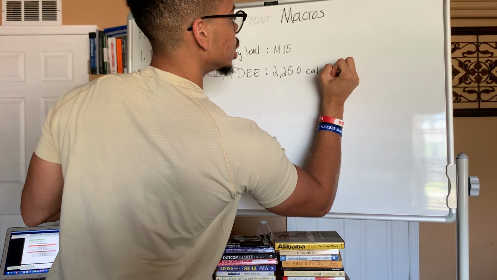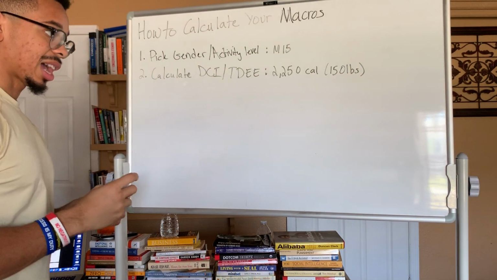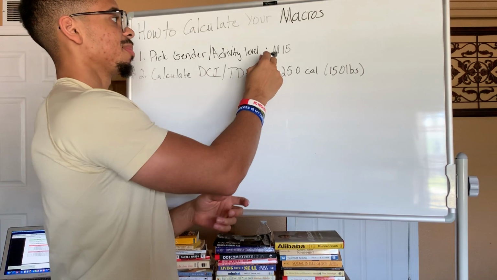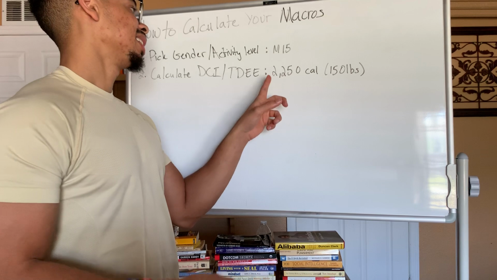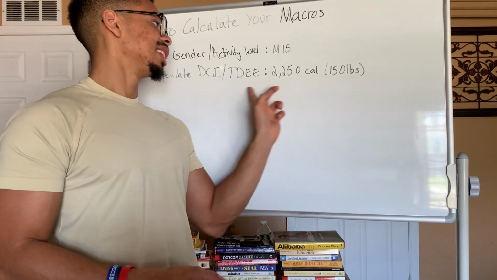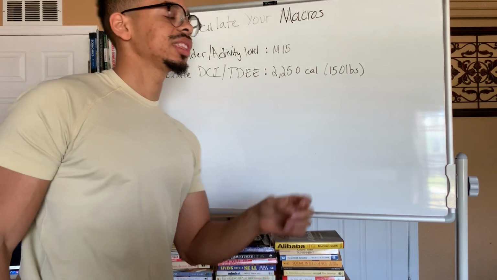He's 150 pounds. Okay, so we got some of the data we need. He's a male, activity level 15, meaning he's moderately active. His TDEE is 2,250 calories a day, and he weighs 150 pounds.